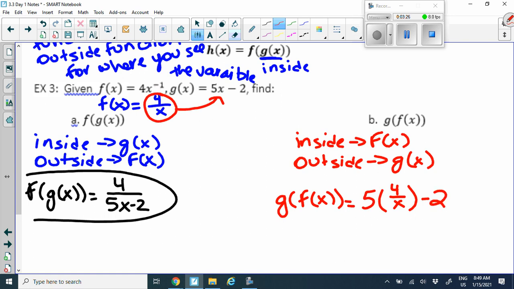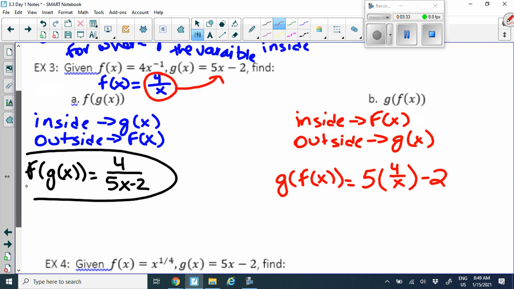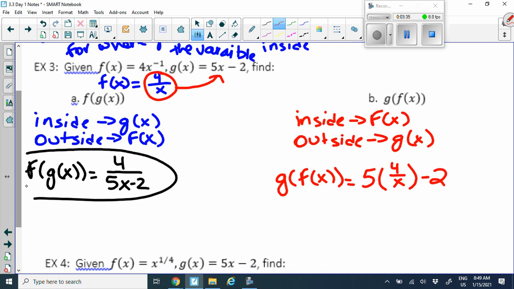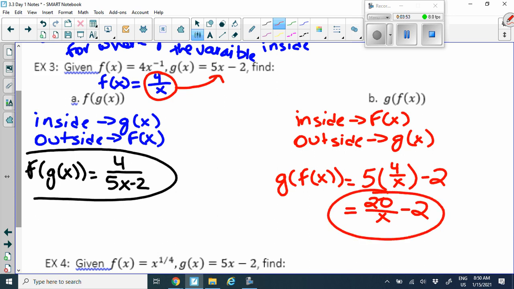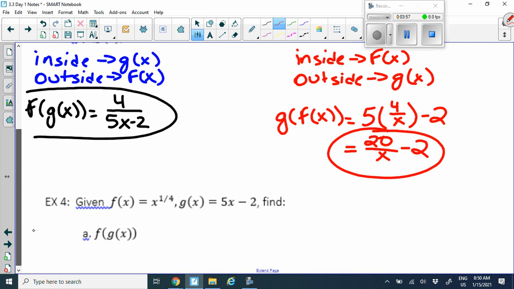Now we do need to simplify. On the 4 over 5x minus 2, we couldn't really simplify that anymore, so that was our final answer. But here we can simplify because the 5, I can multiply by the 4, so that gives me 20 over x minus 2. And then if we look at this here, we really can't do any more simplifying, so that's just going to be our final answer. So 20 over x minus 2. We're going to try another one of those.